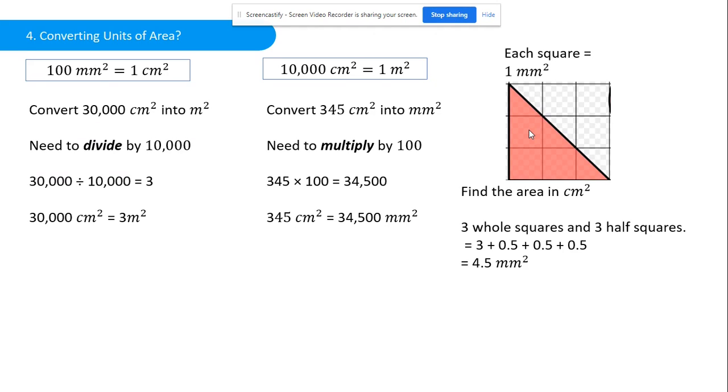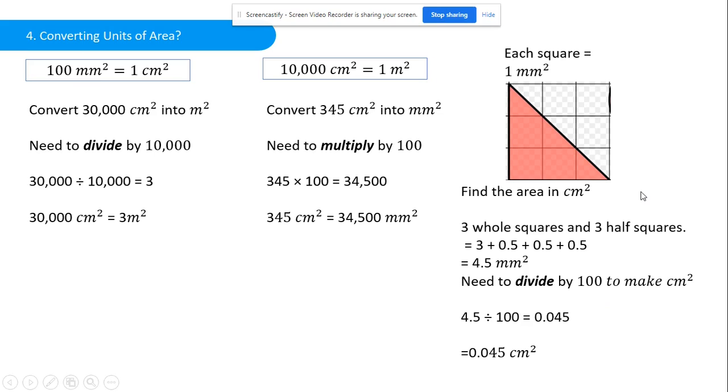I want to convert those millimeters squared into centimeters squared. So that here I need to divide by 100 because there are 100 millimeters squared for every 1 centimeter squared. So I divide by 100, 4.5 divided by 100. I'm going to move that decimal place to the left twice, and that's 0.045 centimeters squared.